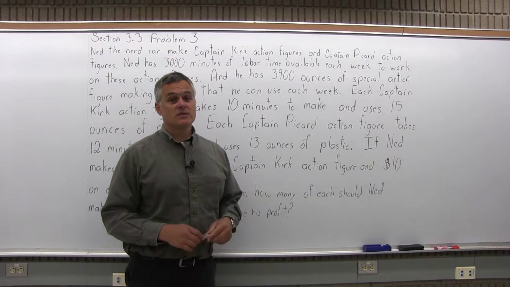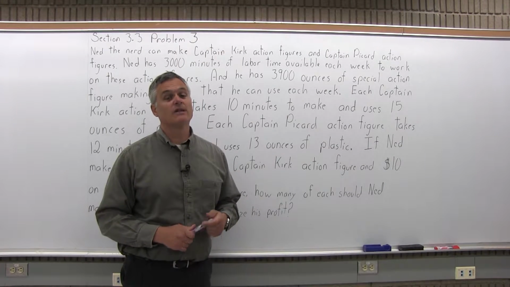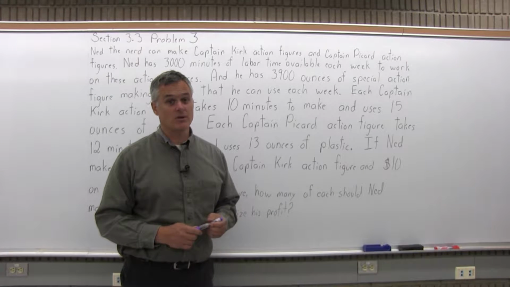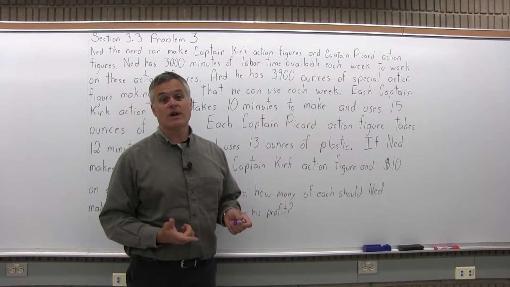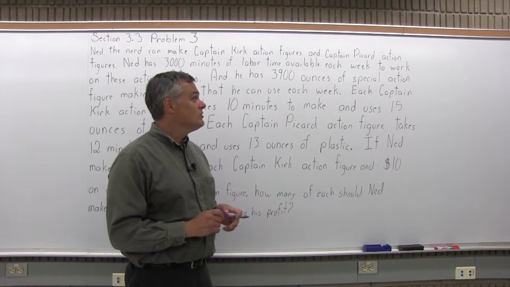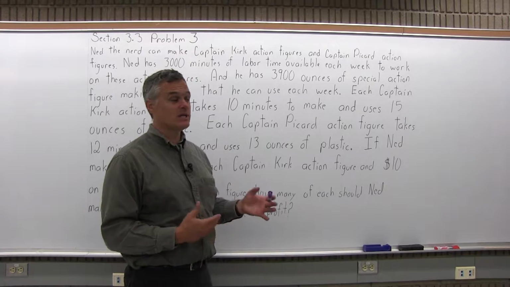Like the other problems in this section, it's a 4-step process just to set up the problem, and then 4 more steps to solve the problem. The 4 steps to set up the problem: step 1 is identify your variables, which is the 2 things being made. You want to figure out what 2 things are being made. One is X, one is Y.